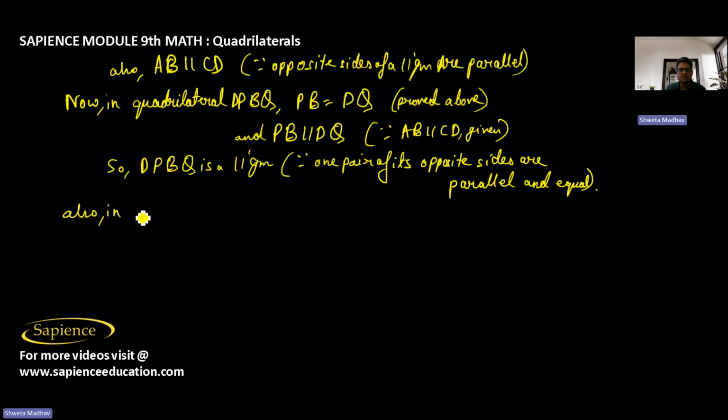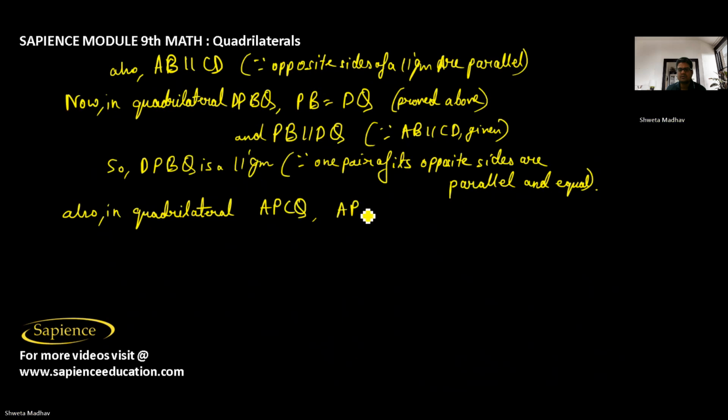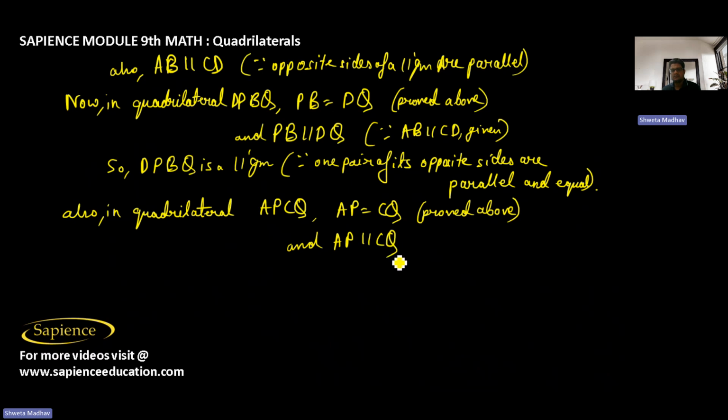Also, we can say that in quadrilateral APCQ, AP equal to CQ, this was proved earlier, and also AP is parallel to CQ, since obviously AB is parallel to CD, which is given, since it is given that ABCD is a parallelogram.